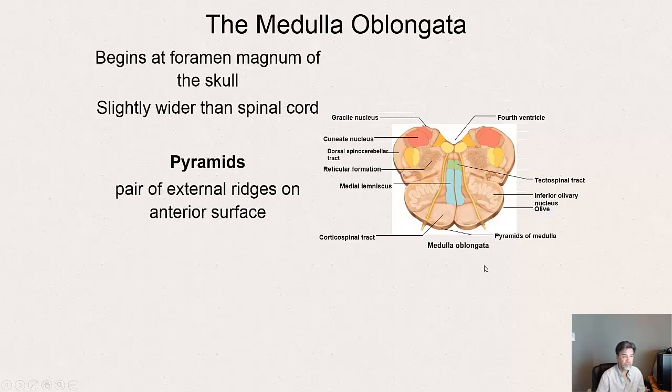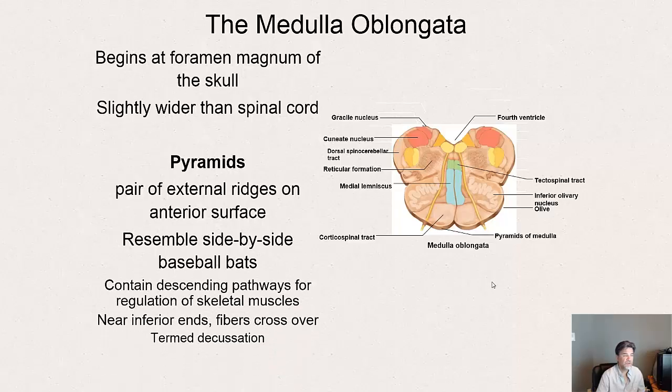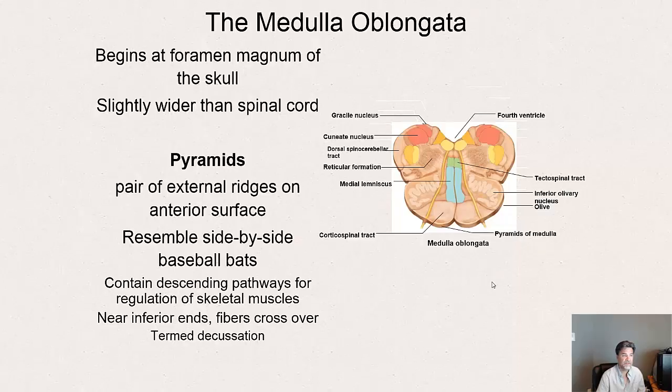So these pyramids are where decussation occurs, and they appear almost as baseball bats. We'll see it in an external view here in just a minute. So this again is where descending pathways cross over or decussate.